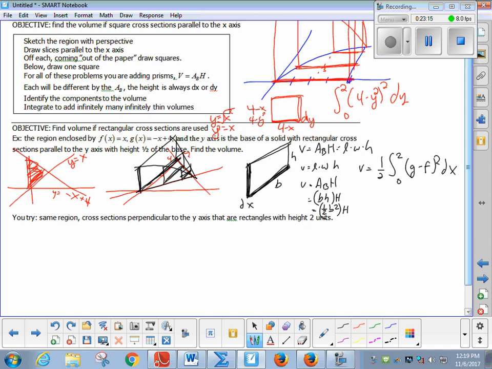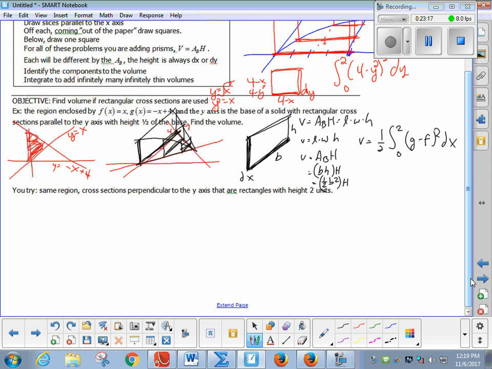Okay. All right. Well, then it's time for you to try. Same region, cross sections perpendicular. Sometimes they'll say parallel to this, sometimes they'll say perpendicular to that. Read carefully. But that's two regions. Perpendicular to the y-axis, that are rectangles with height 2 units. I'll give you a second. I will be happy to help you talk it over. Think it over.